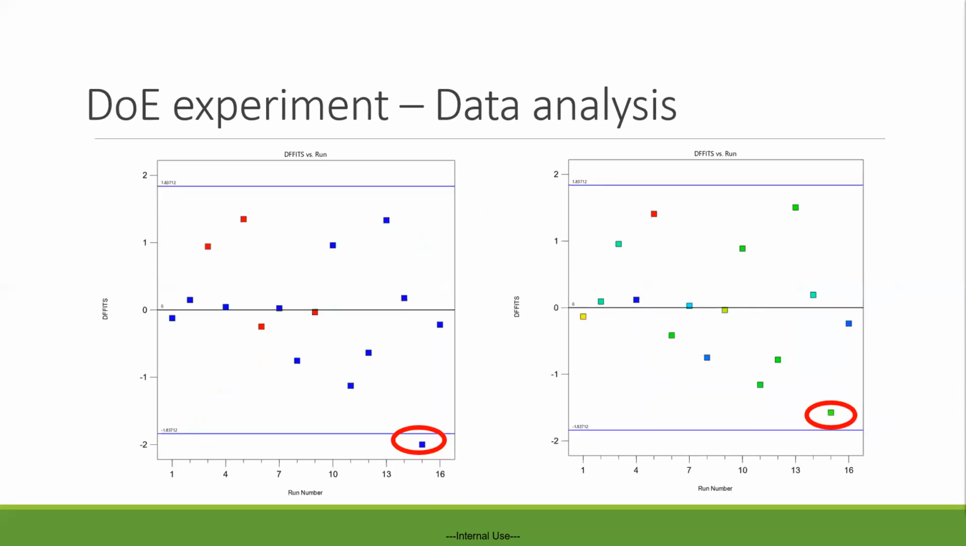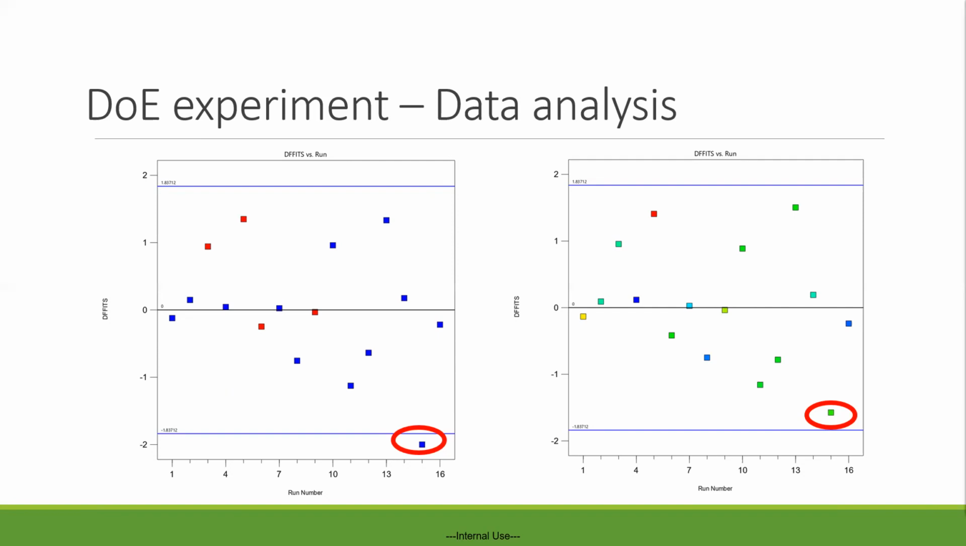So after checking the normality of the data, from the data diagnostics, the DFFITS versus run is the next one we want to check. From the first graph, we can see that run 15 in the red circle is the outlier. So we go back and investigate. After investigating, we realize that there was a mistake, just a typo when the data was collected. And graph 2 shows the data after correction.